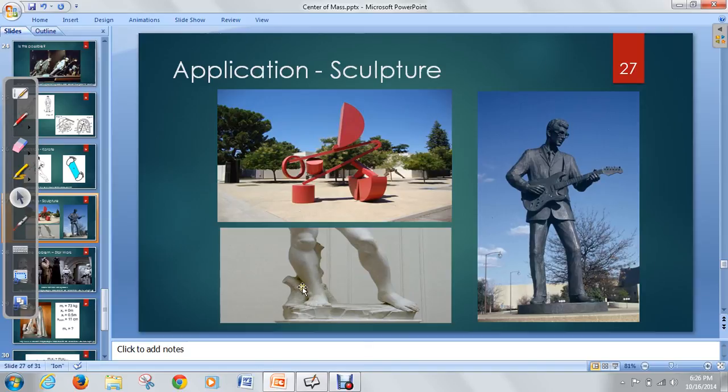He left that in because he knew if he didn't, it wouldn't be able to support the weight of the statue, and the center of mass would make the statue tip over. So that's a really cool example of how center of mass came into play with sculpture.